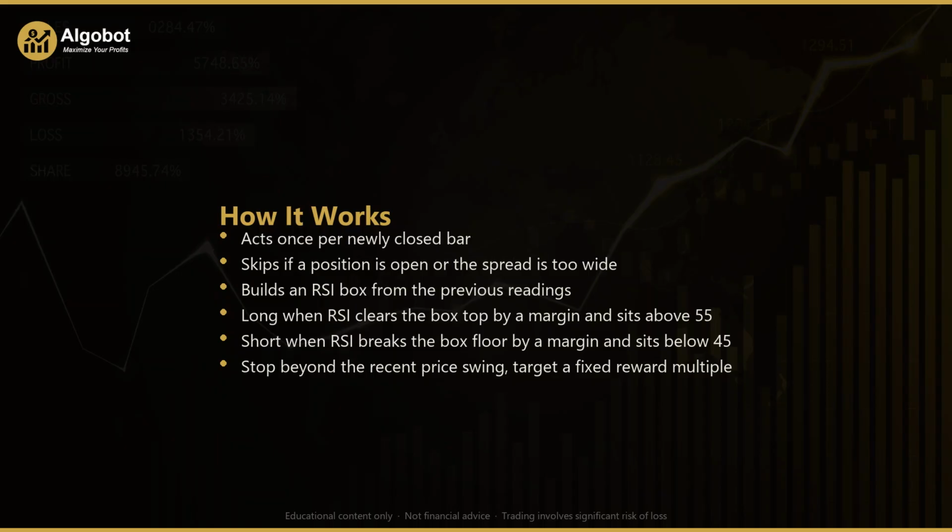The take profit is then set as a fixed multiple of that stop distance. With a default reward ratio of 1.8, the target sits 1.8 times further away than the stop. From there, the structural stop and the target manage the trade to its conclusion, with no further intervention needed.